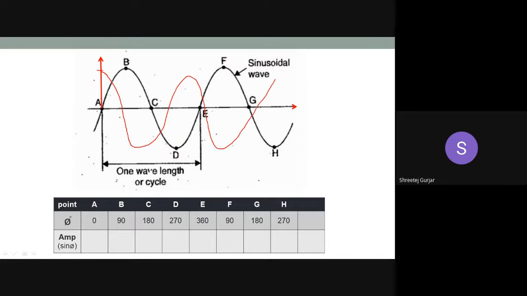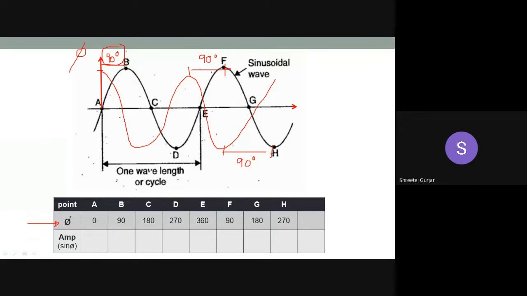Here you can see we have some difference, right? This difference is of 90 degrees. This is called the phase difference of these two waves. You can measure the phase difference anywhere, here also it will be 90 degrees. Phase is represented here in degrees: 0, 90, 180, 270.